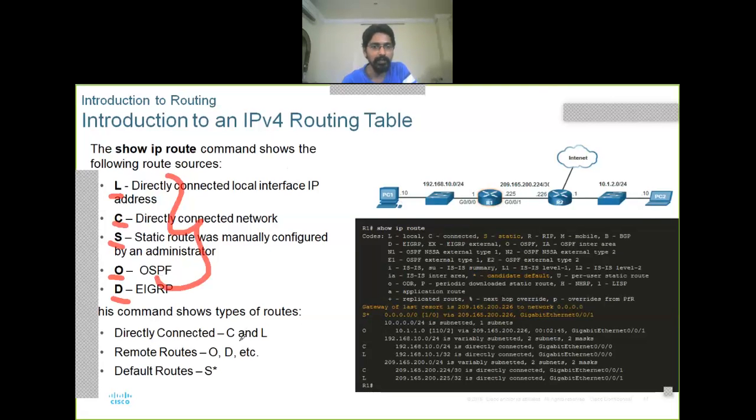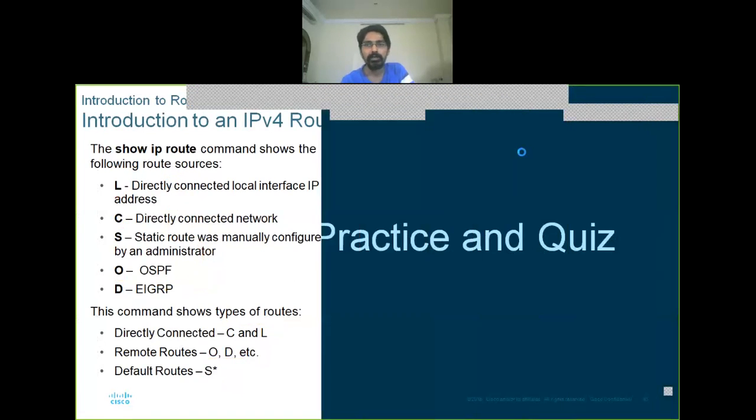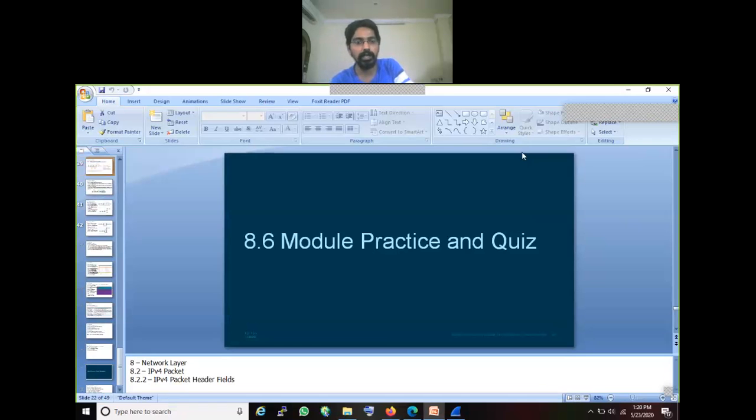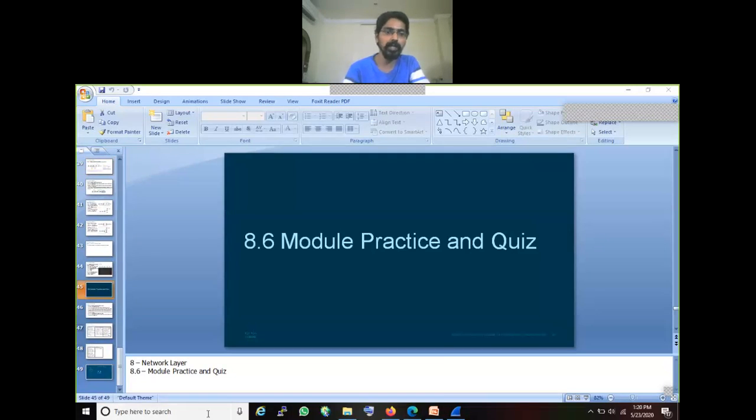Out of all these, if the first letter is C or L, it is called a directly connected route. If it is O, D, etc., it is called a remote route. And if it is represented with S star, it indicates a default route, right? So with this, our module is completed, and I will show you how the routing table looks.